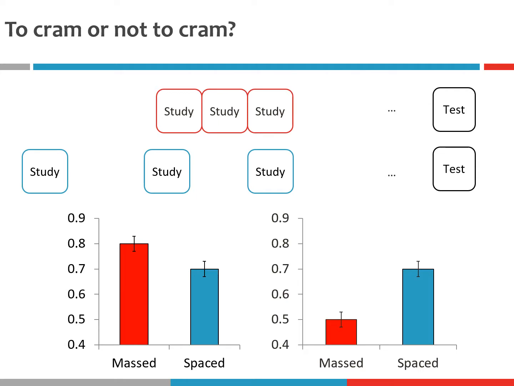So people who engaged in a massing or cramming strategy in red are now only going to be able to recall about 50% of the passage, whereas those who engaged in a spacing strategy are going to be able to retain most of the information that they learned initially.